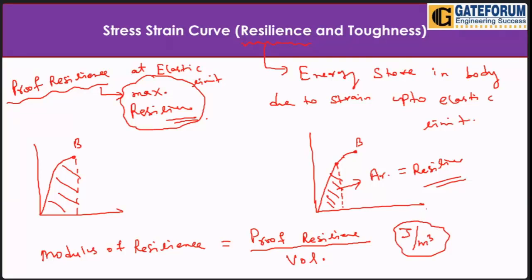So here, resilience means energy stored in the body up to the elastic limit at any point. But what is proof resilience? That is maximum resilience, the energy stored exactly at the elastic limit. And what is modulus of resilience? That is proof resilience per unit volume. So please remember all three words: resilience, proof resilience, and modulus of resilience, in a very clear way. Otherwise you will be in trouble.